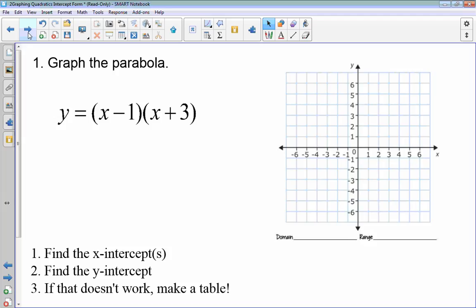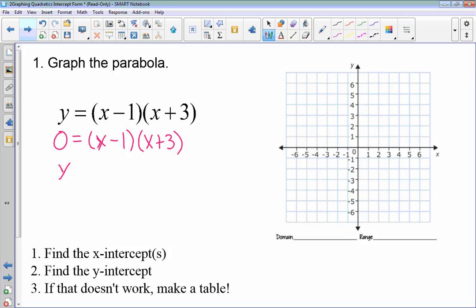We are in the habit of solving quadratics, and that's where we have 0 equal to our equation. Now hopefully you guys know, at this point, to solve it, we just set each factor equal to 0 and solve them individually. So if we do that, we get x equals 1 and x equals negative 3. These are the intercepts of our parabola. So we can go ahead and graph x equals 1 and x equals negative 3.